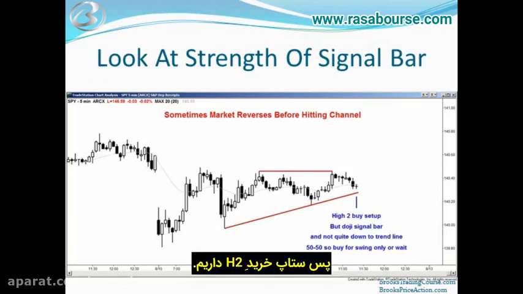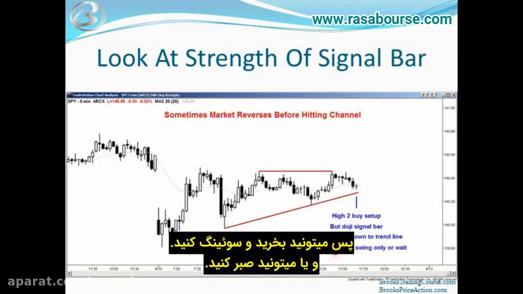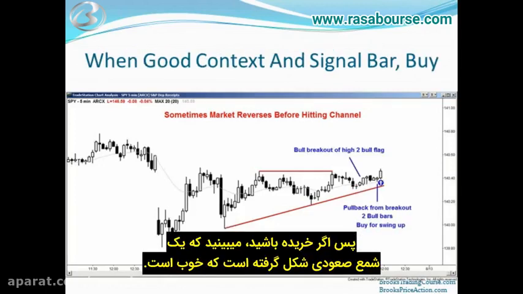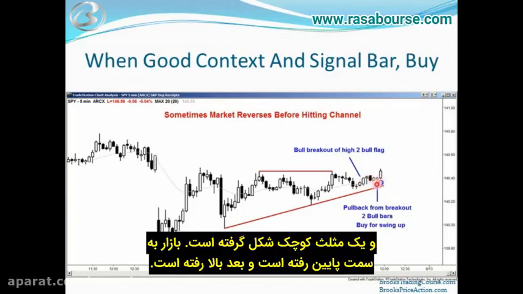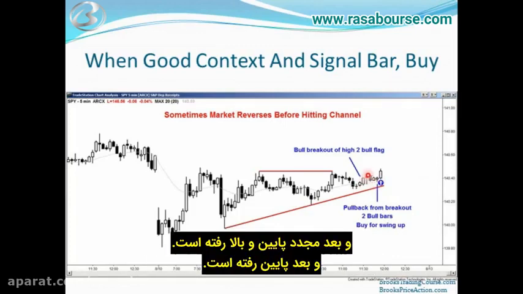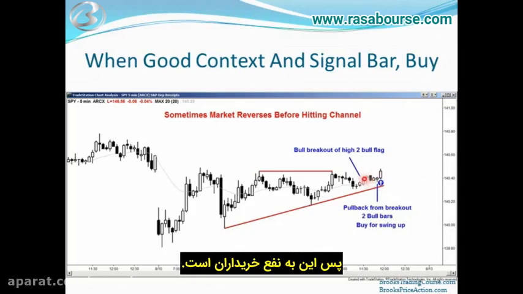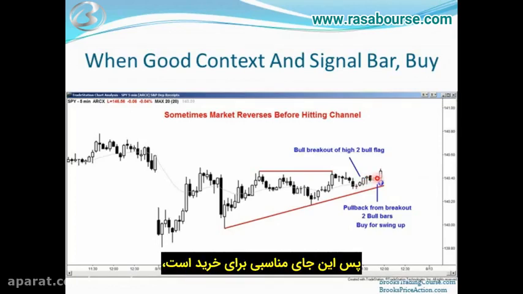Okay, so it's a high 2 buy setup, doji signal bar, not strong, and not quite down to the trend line. So you can buy for a swing, or you could wait. So if you bought it, you'd have a bull entry bar, which is good, and good bull follow through, and then a small sideways move here. It's actually a tiny triangle. The market went down and up, and then down, so it's a small triangle, and it's a pullback from this bull breakout. So that's good for the bull. So if you did not buy here, we have 2 bull bars here, this would be a reasonable buy, even though we never hit the bottom of the channel.